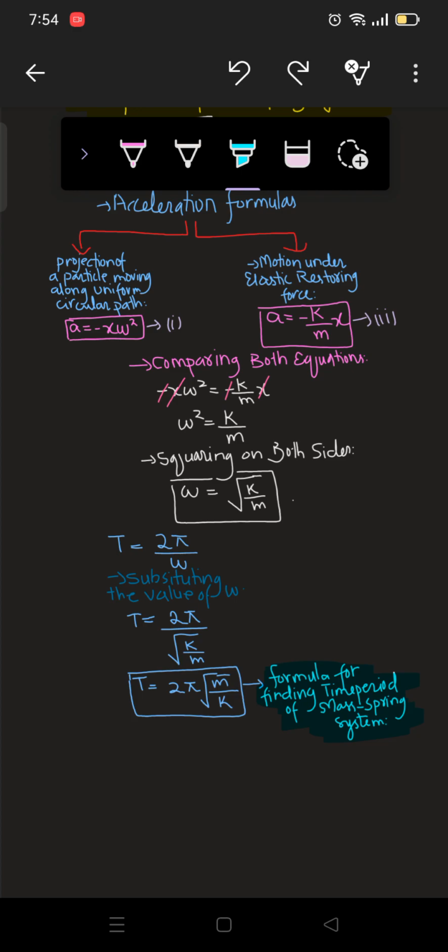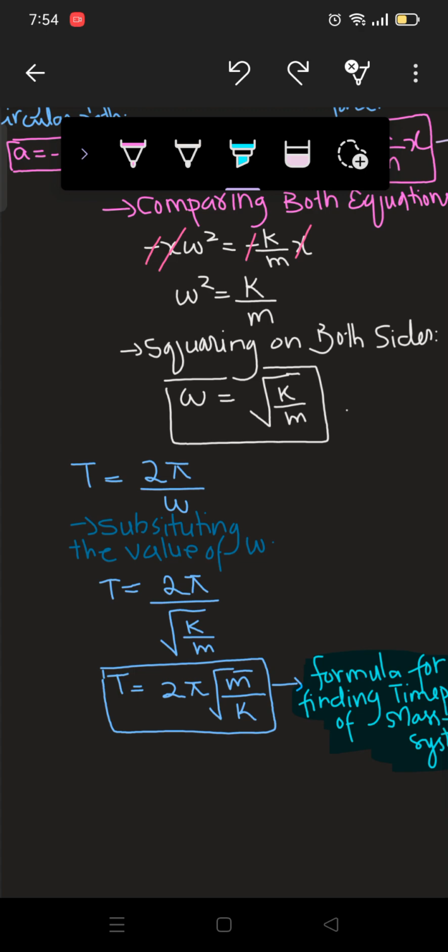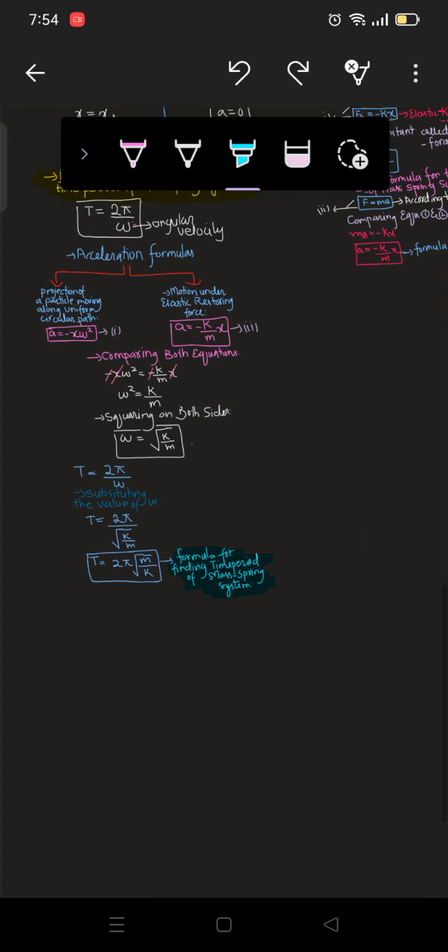Now as we found the value of omega, we must substitute it in the general formula of time period, since we need to remove omega. So time period is equal to 2 pi over omega. Instead of omega, now we substitute omega's value. So T is equal to 2 pi over under root k over m. We just simplify it and we got our final formula for finding the time period of a motion under elastic restoring force, and that is T is equal to 2 pi under root m over k, where k is the spring's constant, m is the mass of the body, and 2 pi is the numerical constant, right?